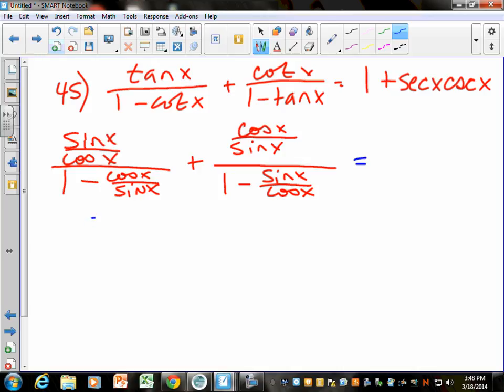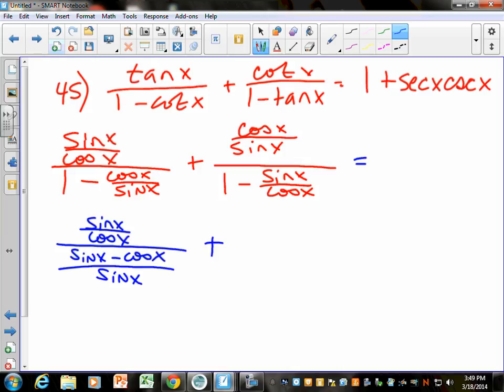So on the top here, I have sine of x over cosine of x. On the bottom, this 1 is just going to become sine of x over sine of x. So it's going to be sine of x minus cosine of x all over sine of x. I don't know why I changed the blue here, but let's just go with it.